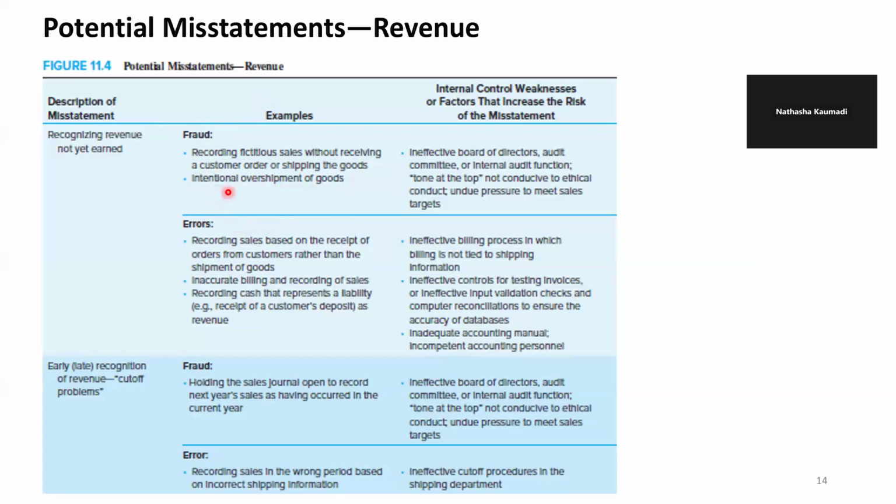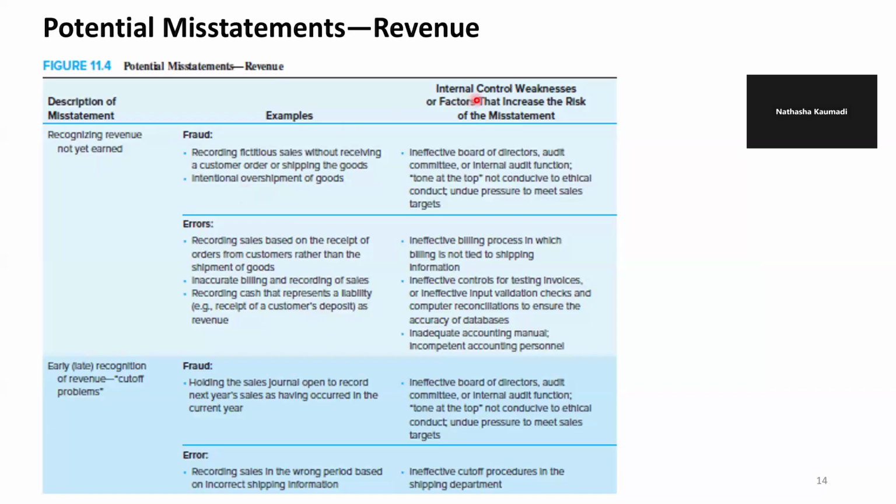And intentional overshipment of goods. That means there's a sales order that says 50 units, but you are overshipping it. You know it intentionally. You are overshipping 70 items. So actually, after shipping, you can have some mechanism. You are sending only 50 items to the real customer, and you are taking that balance 20 for your own personal benefit, or you are selling it to someone else, likewise. So these are the examples.